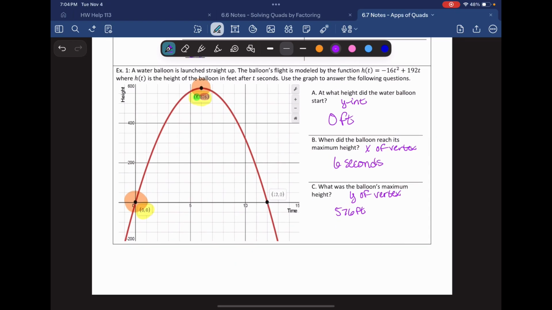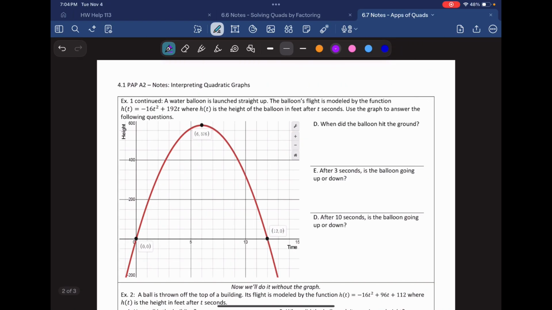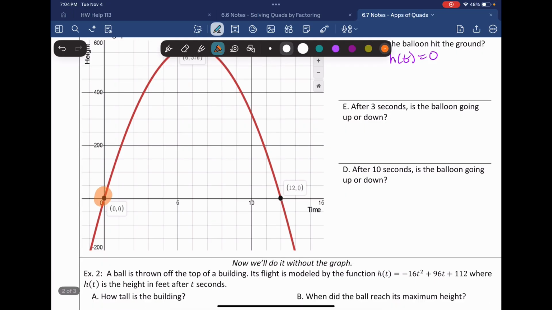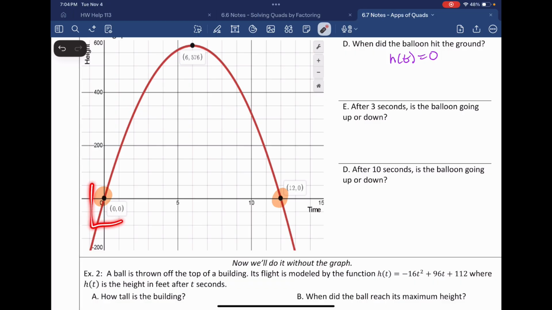Same graph, so I'm going to go ahead and just turn the page. It's the same graph. I just didn't have room to do all the questions. When did the balloon hit the ground? This is when the height equals 0. So I have two places where the height equals 0, and that is here and here. So this is where our logic comes in. Launching the balloon, it's gone up into the air and it's come back down. Does it make sense that it took 0 seconds to go up and come back down? So this is out.